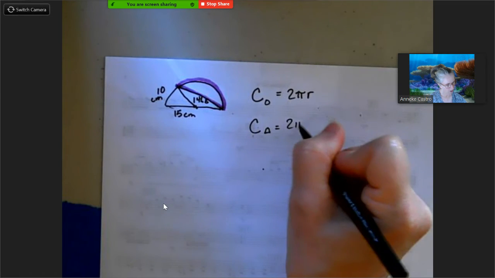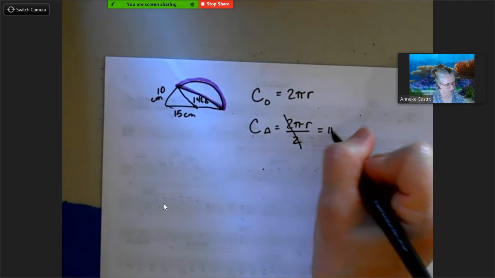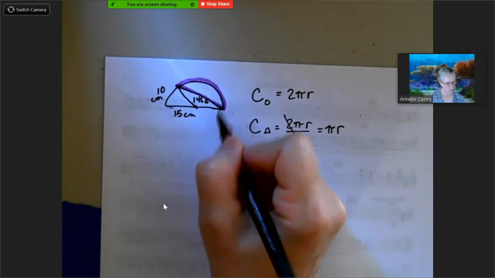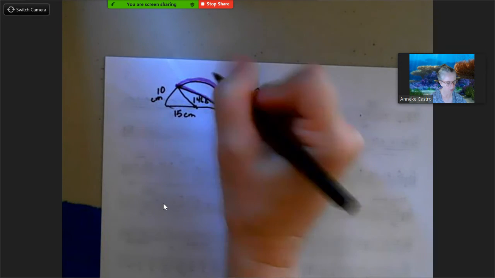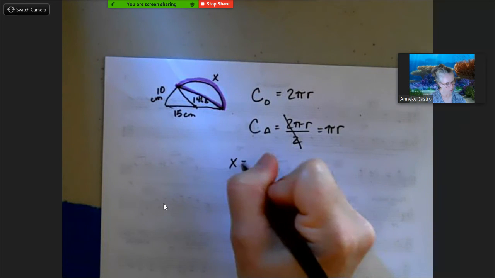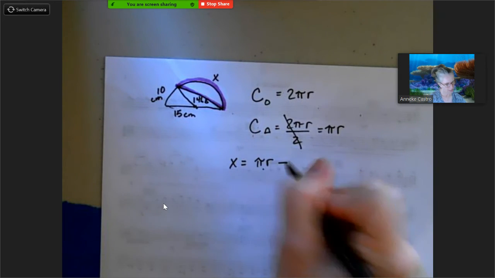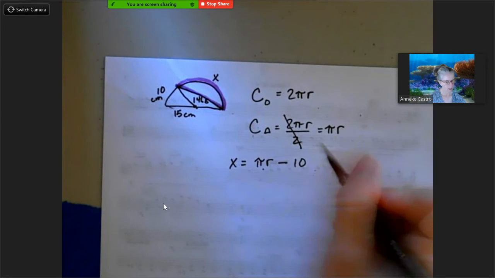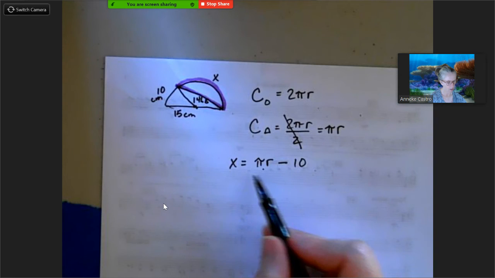So 2 pi r divided by 2, cross out the 2's, I'm left with pi r. That will give me the semicircle, and then I just have to subtract 10 off of it, and I will have this. So I'm going to call this x. Okay, so x is going to be equal to the semicircle, pi r, minus 10, because the 10 plus x has to equal the semicircle.